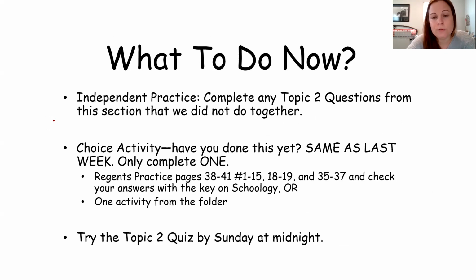If you have not completed one of the choice activities yet, the options are completing some of the Regents questions starting on page 38 in your review book. I just want you to do numbers 1 through 15, 18 and 19, and 35 through 37. There is an answer key on Schoology. That is one option. You don't have to do that and an activity from the folder. If you choose an activity from the folder, you don't have to send me anything.